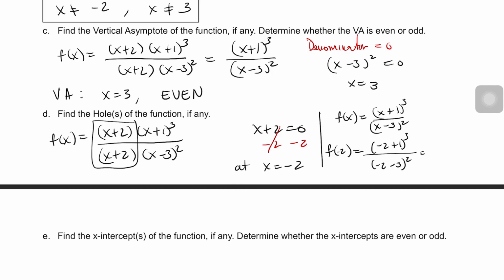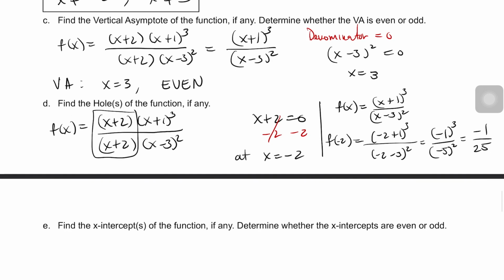-2 plus 1 is -1 to the third, and -2 minus 3 is -5 to the second. That gives us -1 over positive 25, right? -1 to the third power is -1 times -1 times -1. And then -5 squared is -5 times -5, which is 25. Hence, the whole is -2, -1 over 25.